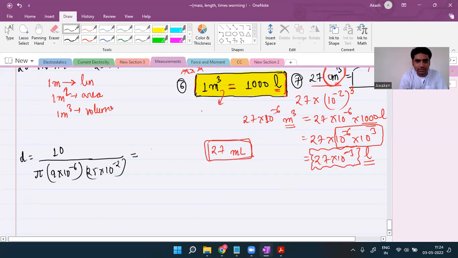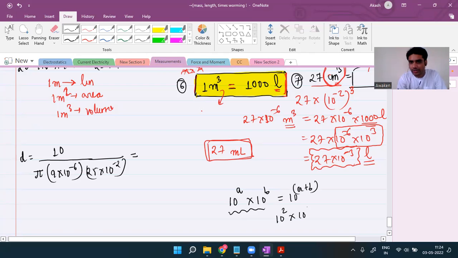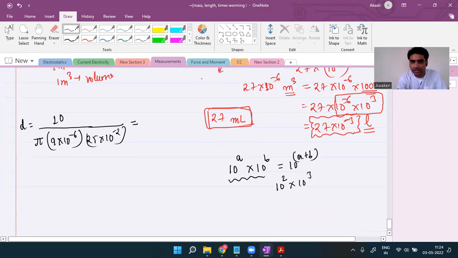Now you see, if there is something like 10 to the power A multiplied by 10 to the power B, it becomes 10 to the power A plus B. If it's multiplication, exponents get added. Why? Say 10 to the power 2 into 10 to the power 3. How many 10s are here? 2. And how many 10s are here? 3. I'll expand: 10 into 10 into 10 into 10 into 10. So how many 10s are you getting? 5. Total 5. Therefore, they get added.